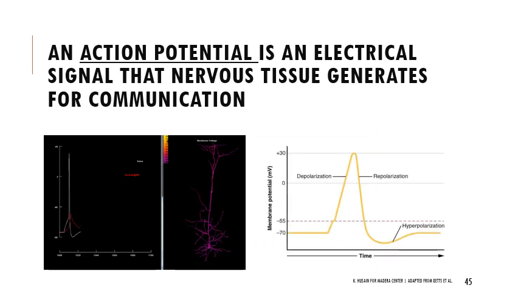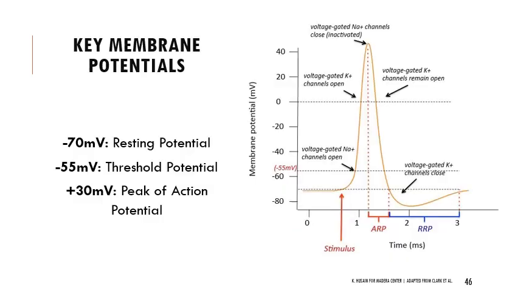So again, we get this plot that we are used to seeing. -70 is the resting membrane potential, -55 is the threshold. After passing that, you have rapid opening of those sodium channels, depolarization, repolarization, hyperpolarization, and then back to resting potential. So -70 millivolts is the resting potential, that's important to know. -55 is the threshold potential, and 30 is the peak of the action potential. It really doesn't get higher than that.